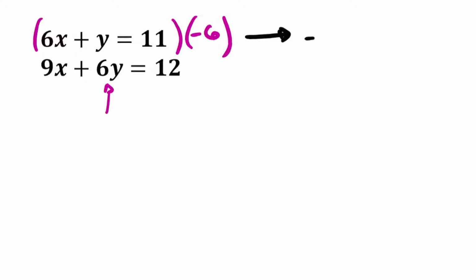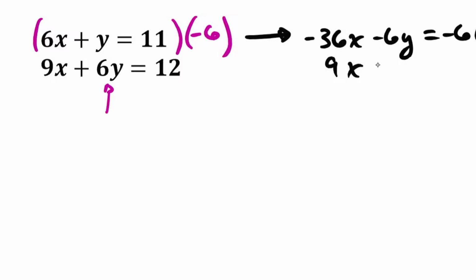-6 times 6x is -36 times x. And then I've got y times -6, which is -6y. I've got -6 times 11, which is equal to -66. And the bottom equation I'll write again. I've got 9x plus 6y is 12. So I have equal things, check. I'm going to add equal things, so I'm going to get equal things as a result.